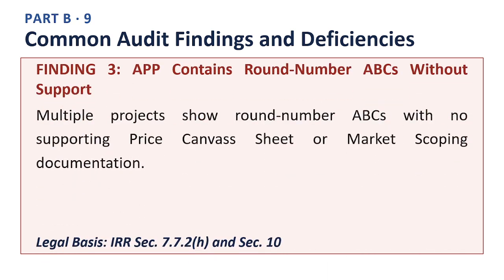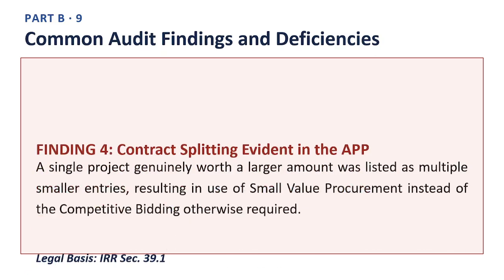Next slide. Finding number 3. APP contains round number ABCs without support. Multiple projects show round number ABCs with no supporting price canvas sheet or market scoping documentation. The legal basis for this finding is the Implementing Rules and Regulations Section 7.7.2 H and Section 10. Auditors look for this pattern because it usually signals that a required planning or documentation step was skipped rather than genuinely completed. The practical safeguard is to always ask for the specific supporting document before accepting the figure at face value.